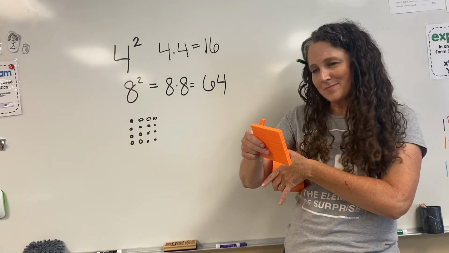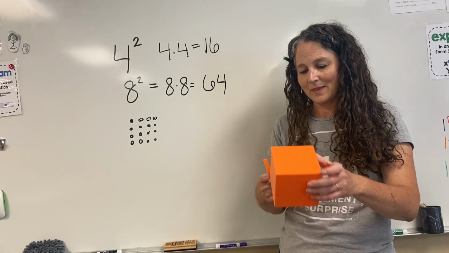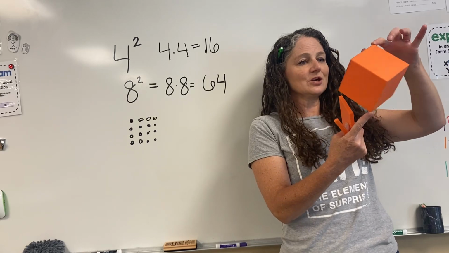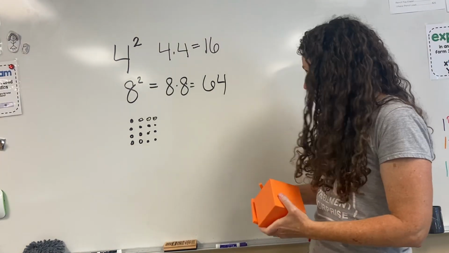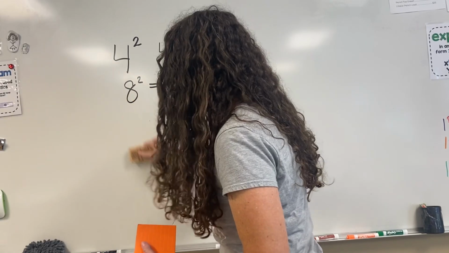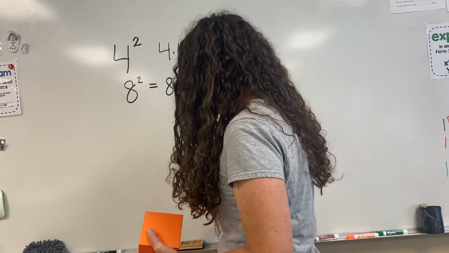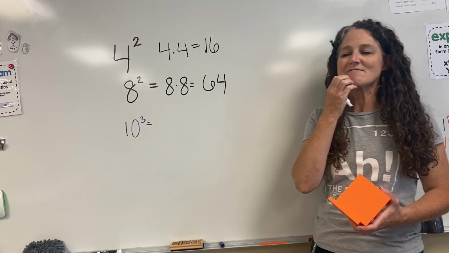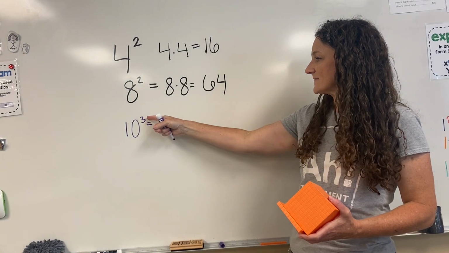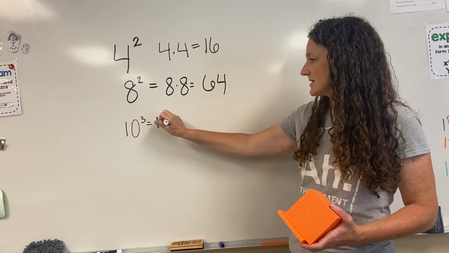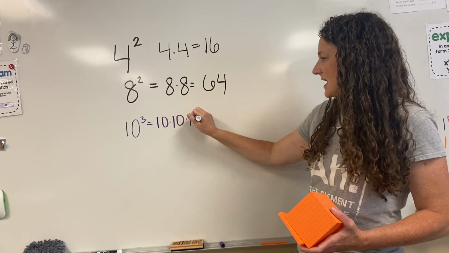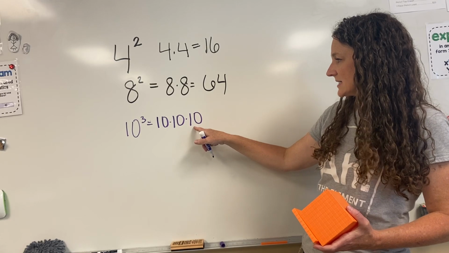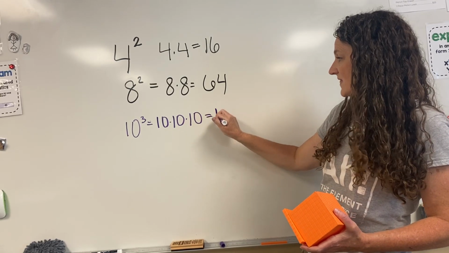What if I want to multiply it by itself a third time? It's like volume or something. What do I get? A cube. We get a cube. That's why it's called cubing. So if I have 10 to the third power, how many times am I multiplying 10 by itself? 3 times. How do you know? Because of the third power. So 10 times 10 times 10. What's 10 times 10? 100. And 100 times 10 is 1,000.